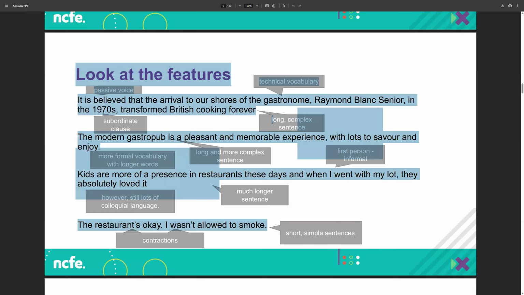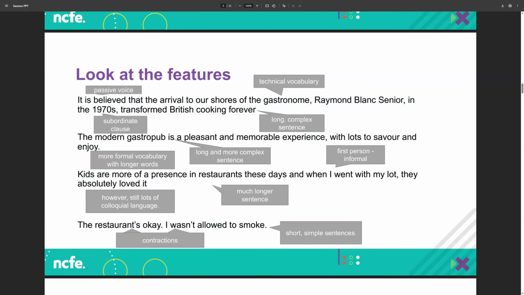Long, complex sentences, okay? What makes a sentence complex is commas essentially. Being able to write a long sentence like this, it's a long sentence, I think we could all agree. It is believed at the arrival of our shores, blah blah blah blah blah. It goes on for a while, right? But they've made it so that it can be one sentence by using three different commas in one sentence, to make it flow, to give you the natural pauses.